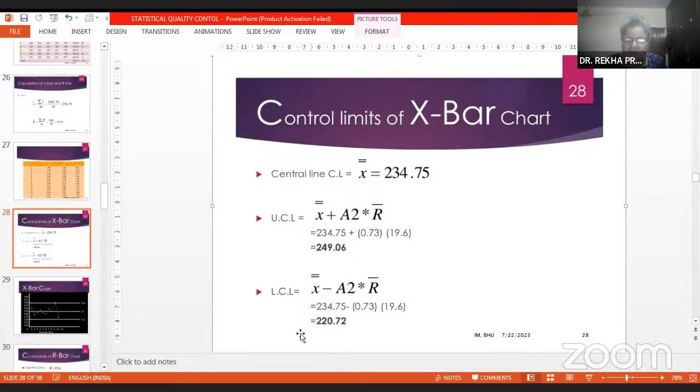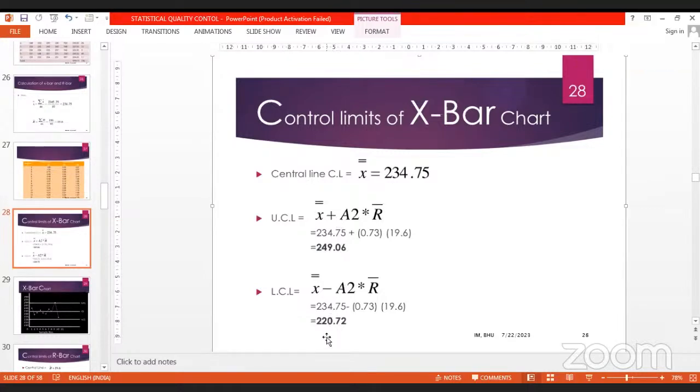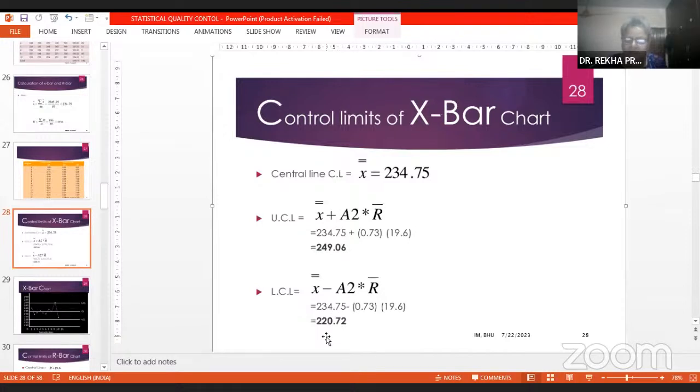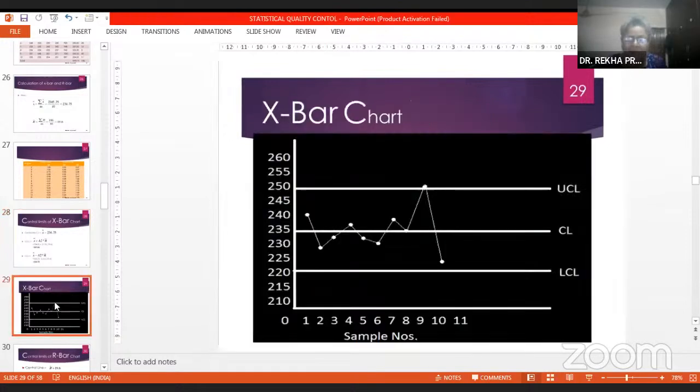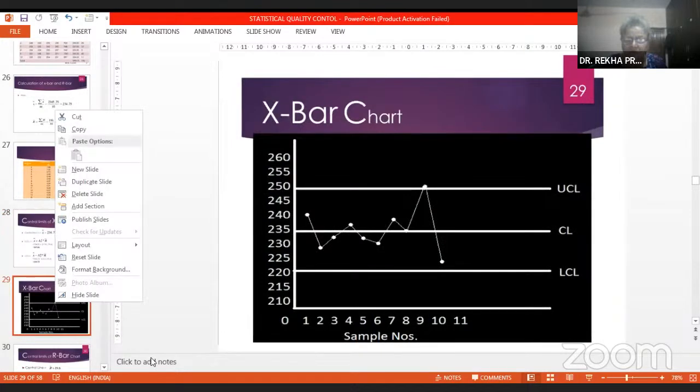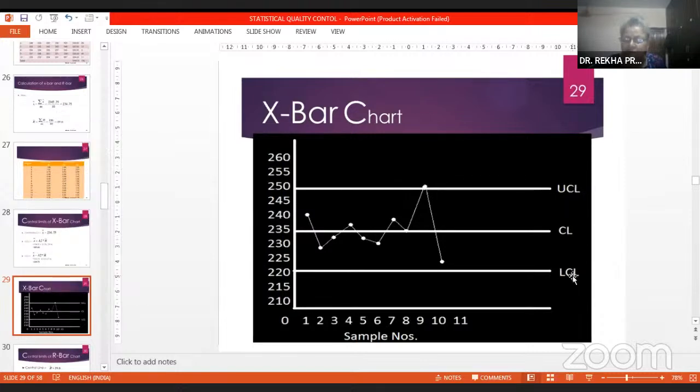249.06. सिमिलरली लोअर कंट्रोल लिमिट भी कैलकुलेट कर लेंगे, only thing from here it is plus, here it is minus, we are getting as 220.7. अब इसको आप मैप कीजिए, ये आपका सेंट्रल है और अपर है 250 तक और लोअर है 220 तक. कंट्रोल लिमिट है, अपर कंट्रोल लिमिट, लोअर कंट्रोल लिमिट.